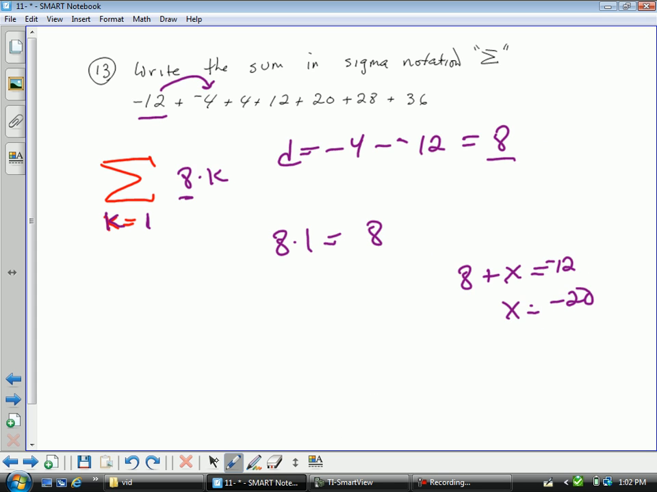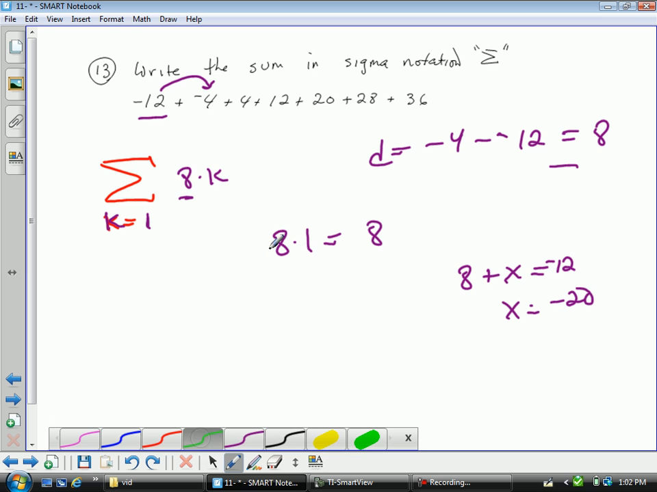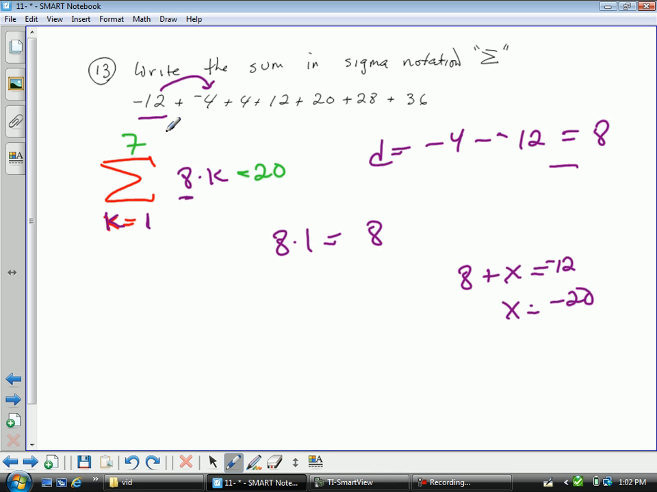So to make this problem work, we have to subtract 20 right here. So 8k minus 20, that's going to work. We start at 1. How many terms do we have here? 1, 2, 3, 4, 5, 6, 7. So you have 7 terms. So you should be starting at 1 and ending at 7. But something very important you should be doing, after you found out this rule, plug in the first one, make sure you got the negative 12. Plug in the last one, make sure you got 36. And you can even count up these terms to show that it does work.